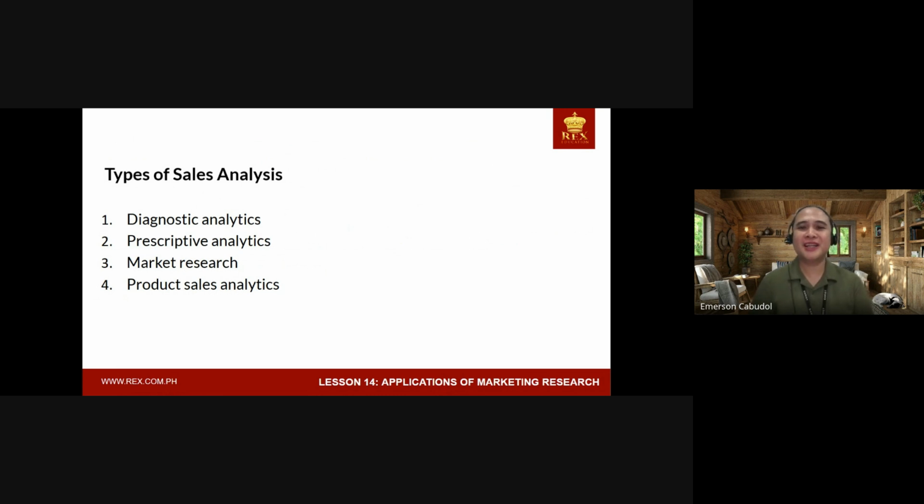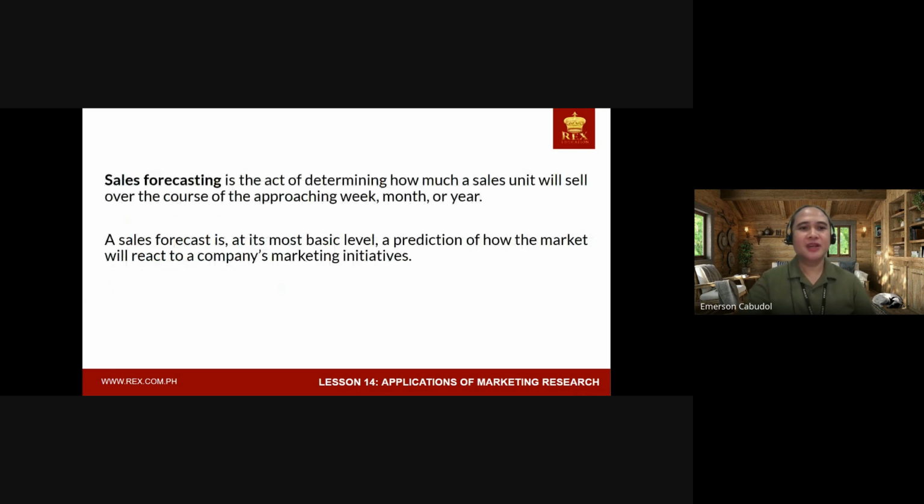Number three, market research. This involves gathering and analyzing information about consumers, competitors, and market trends to inform business decisions. In the context of sales analysis, it helps identify potential customer segments so that we can understand consumer preferences and evaluate competition.